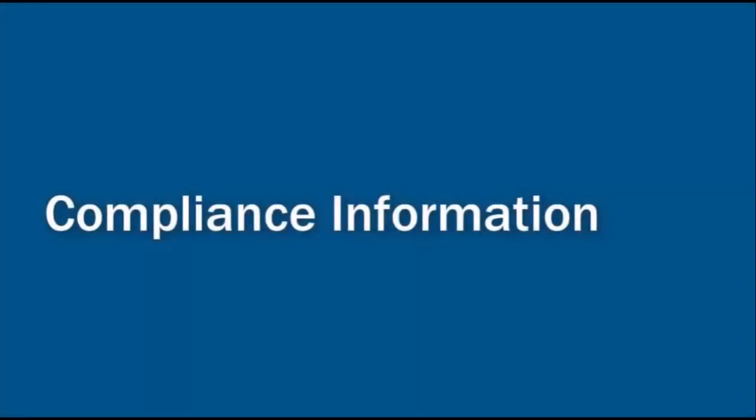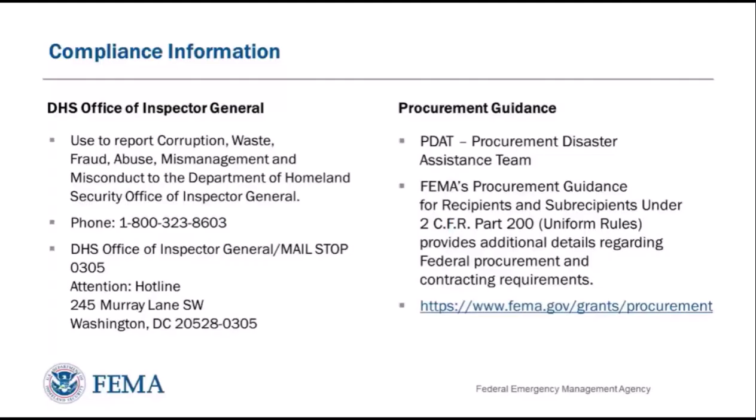Now we have some compliance information for you. To report corruption, waste, fraud, abuse, mismanagement, and/or misconduct, contact the Department of Homeland Security Office of Inspector General by phone at 1-800-323-8603 or via the website or mailing address listed on the screen now.